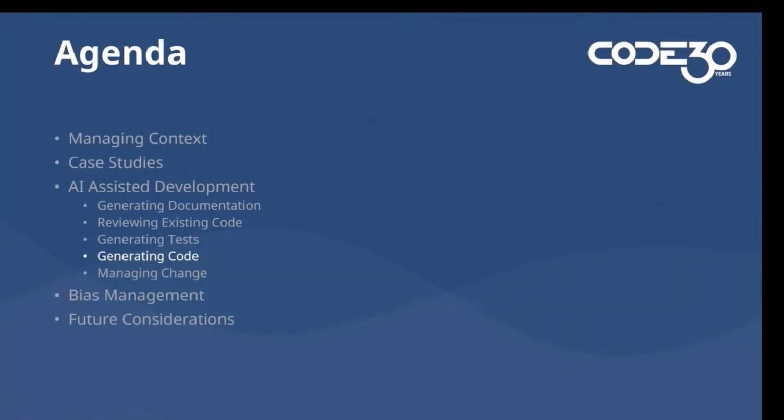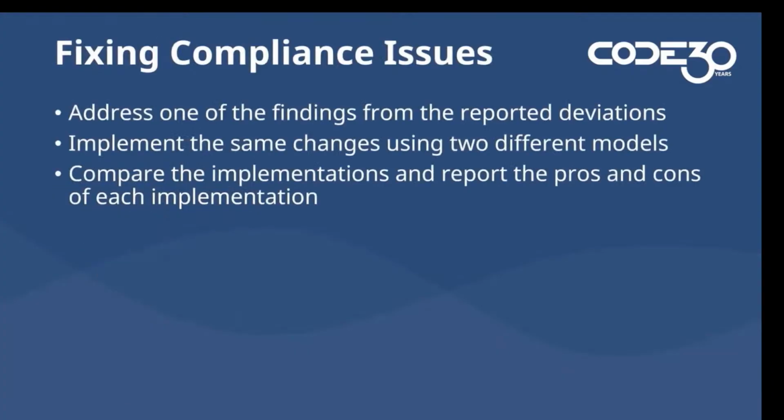Okay, so let's talk about generating some code. In this section, what I want to accomplish is to address one of the findings from the reported deviations, implement the same changes using two different models, and then compare the implementations and report the pros and cons of each implementation.